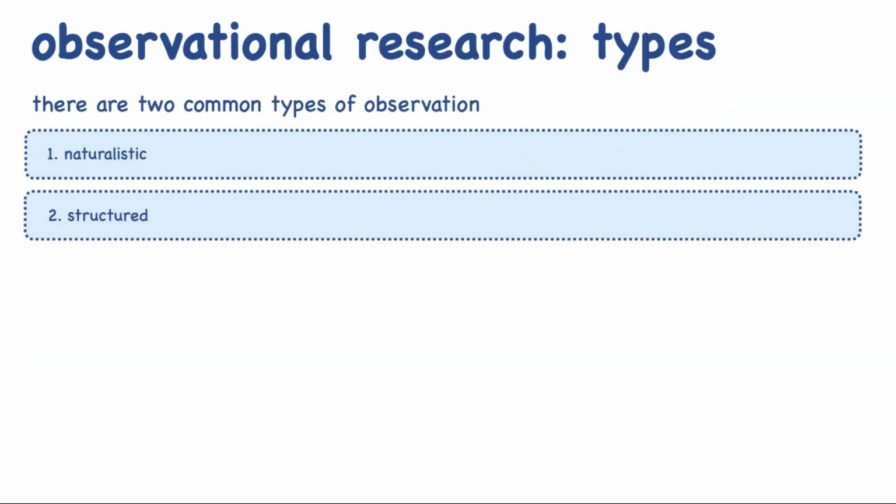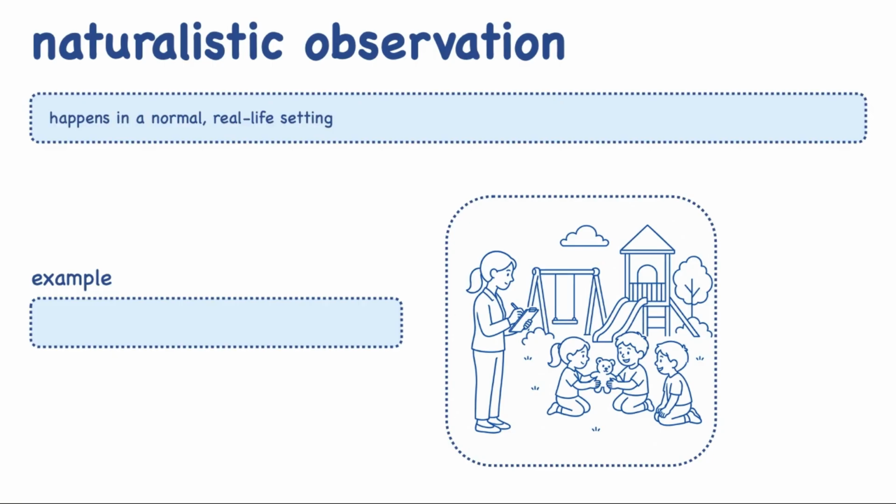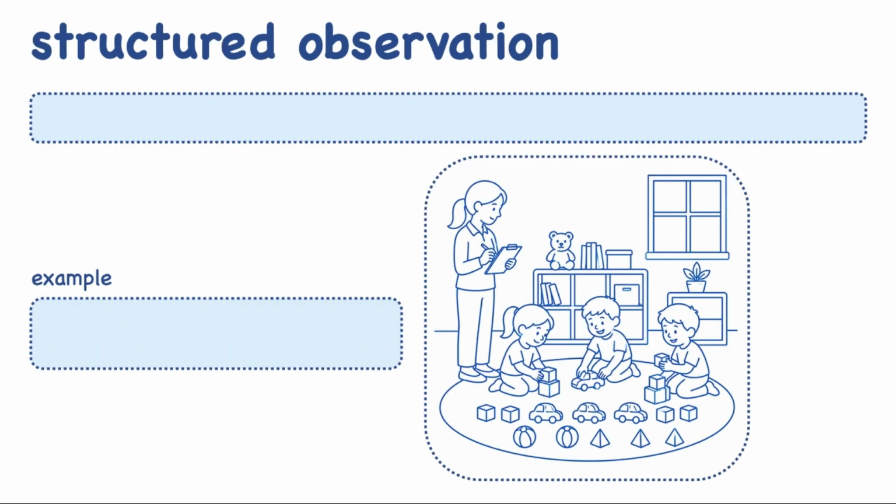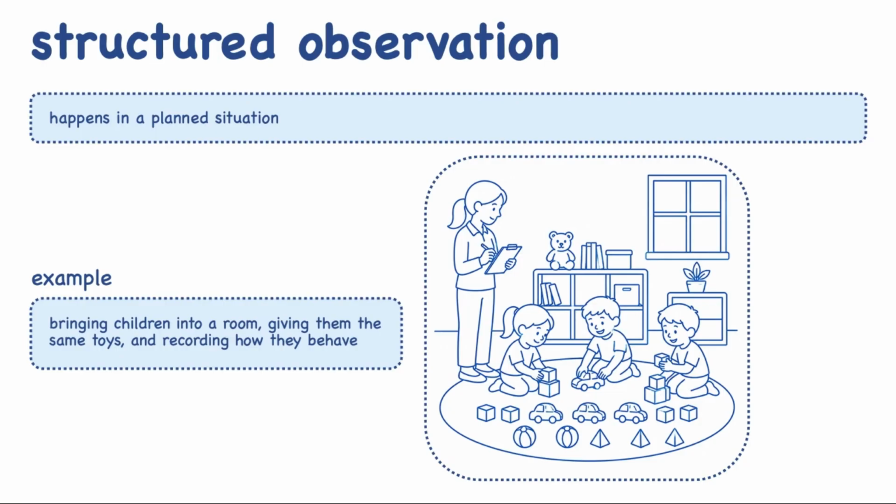There are two common types of observation. Naturalistic observation happens in a normal, real-life setting. For example, watching children in their usual playground. Structured observation happens in a planned situation. For example, bringing children into a room, giving them the same toys, and recording how they behave.